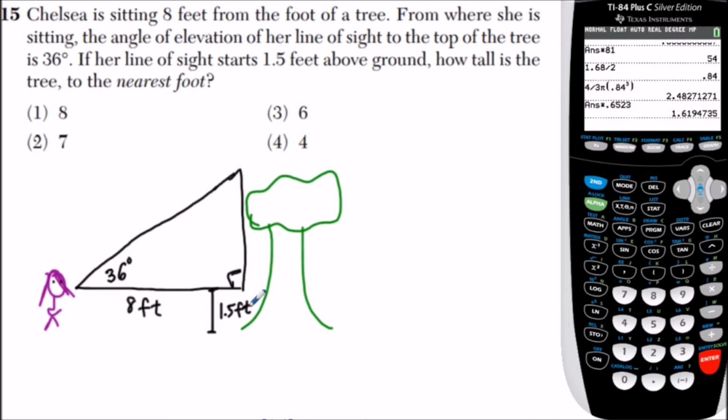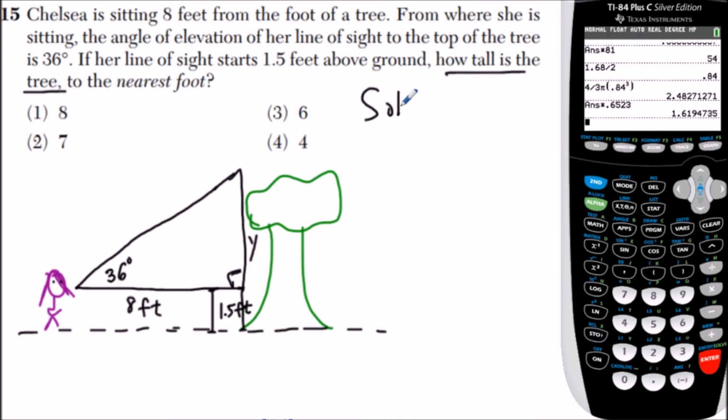So if we're trying to find how tall the tree is, or the height of the tree, what we have to do is, let's say we call this y, this distance here. When we solve for y, we're going to have to add 1.5 to it, because that distance is equivalent. Let's say the ground is here, and that's where the tree is going into. We're going to do 1.5 plus y.